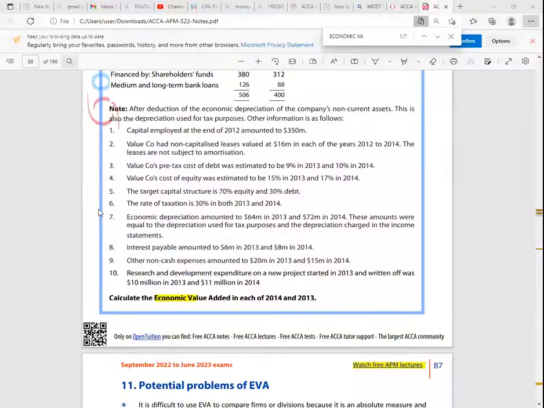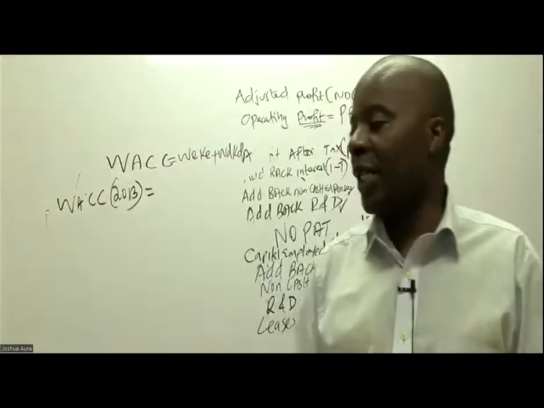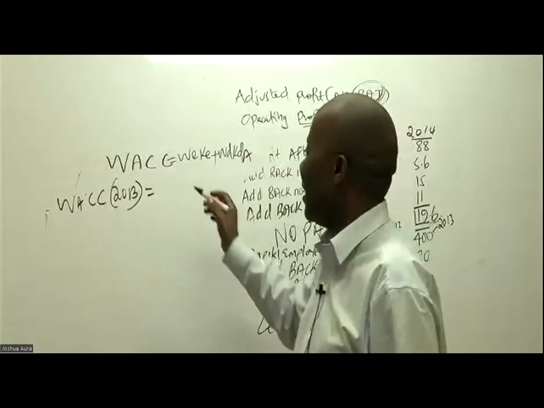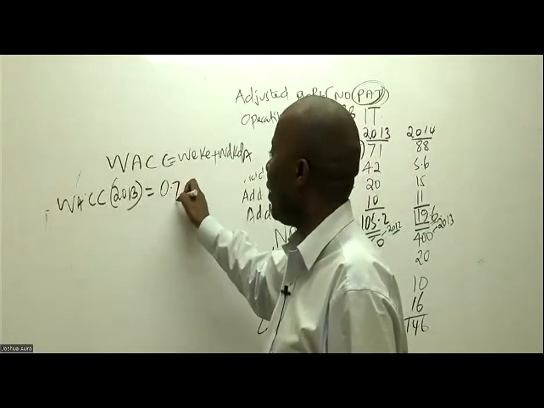Yeah, you can see note number 5. They've given us the target capital structure. Equity is 0.7. Debt is 30%. So 70% and 30%, 0.7 and 0.3. So the weight of equity is 0.7.